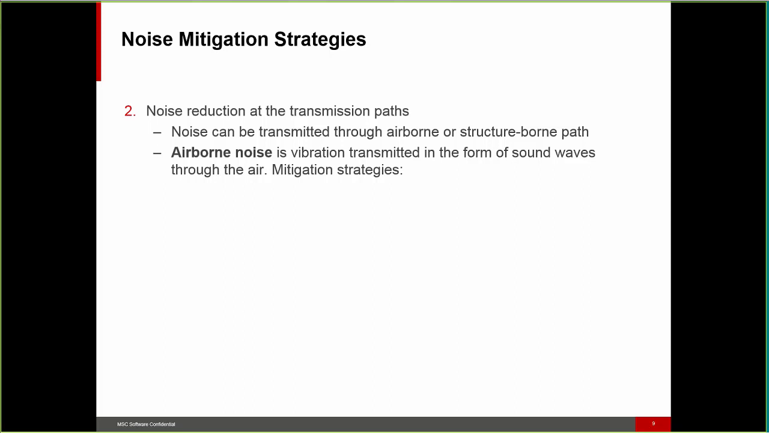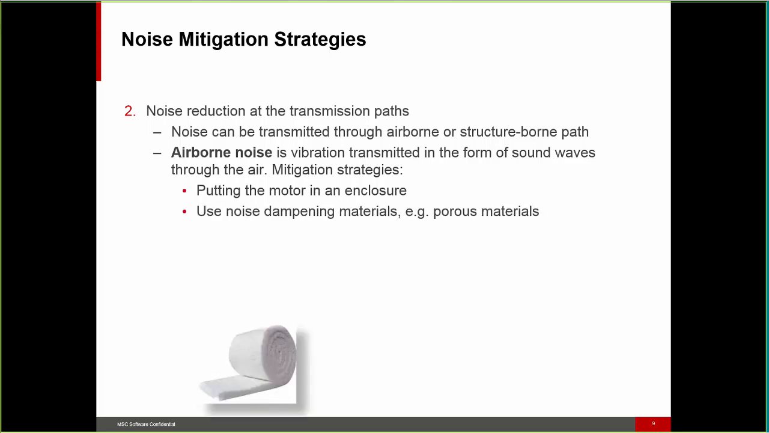Airborne noise is vibration transmitted in the form of sound waves through the air. To reduce airborne noise, we can put the source, in this case the electric motor, in an enclosure, or we can add dampening material like I've shown you before, such as porous material, or in this case this acoustic foam here, to absorb the acoustics energy and hence reduce the noise.